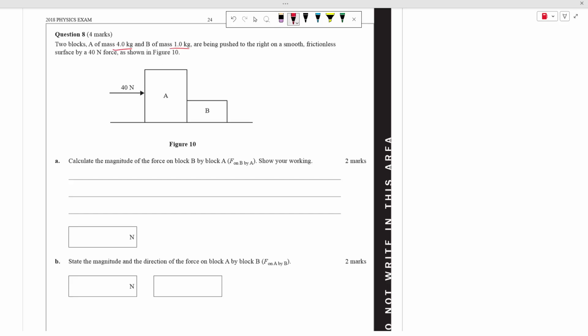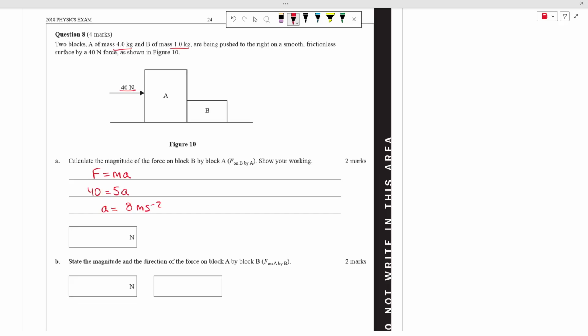Okay, so what can we do here? Well, we know that there's a 40 Newton force being applied on the system, I guess you could call it. It's a frictionless surface, so this 40 newtons is the only force contributing to their motion. So we're going to just say that F equals ma, where m is the mass of the system. In this case, we've got 40 equals the mass of the system, which is 5 kilos, times the acceleration of the system. So the whole system is accelerating at 40 divided by 5, which is 8 meters per second squared.